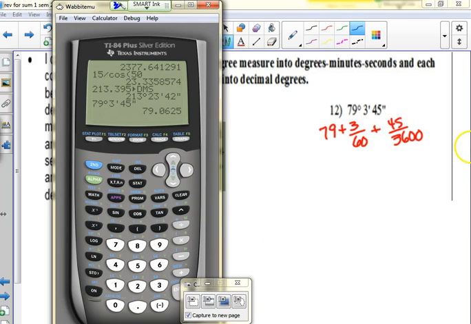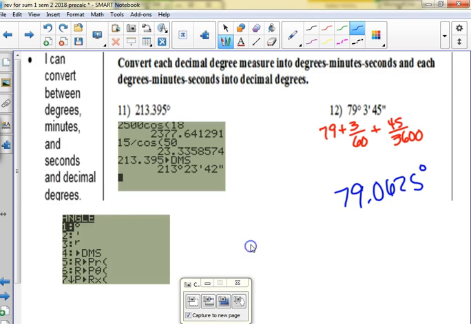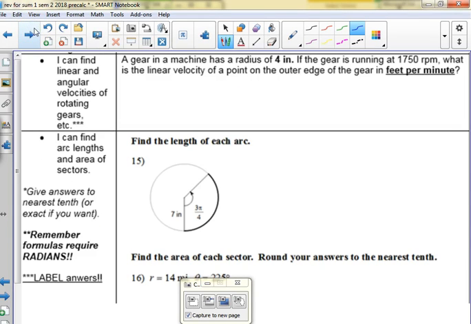Okay, 79.0625, and don't round, okay? It should come out such that you give me the whole thing. If it did come out past 5 places, you could round to 4, but don't do any, otherwise it's not equivalent. All right, is this the next one you have?